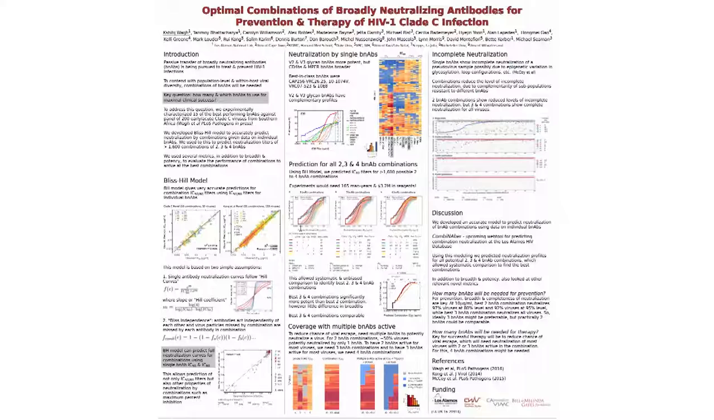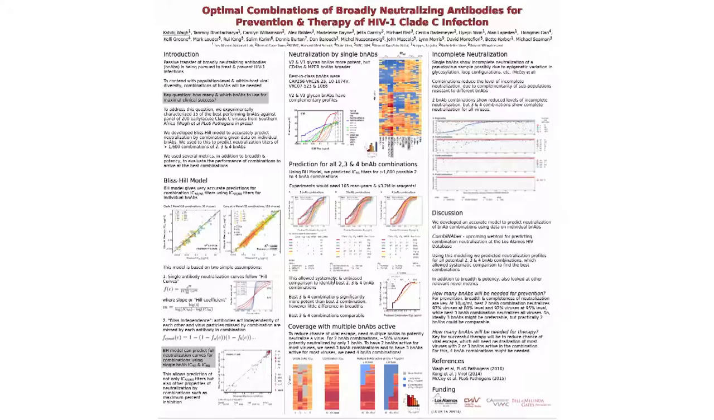The prediction for IC80 titers for all these combinations are shown as the breadth-potency curves for 2, 3, and 4 bNAb combinations, with different colors indicating different types of combinations. So for example, a red curve in the leftmost panel shows a V2 and V3 antibody combination. Darker curves indicate the combinations which were the best amongst the class of antibody combinations targeting the same epitopes. And these are also highlighted here.